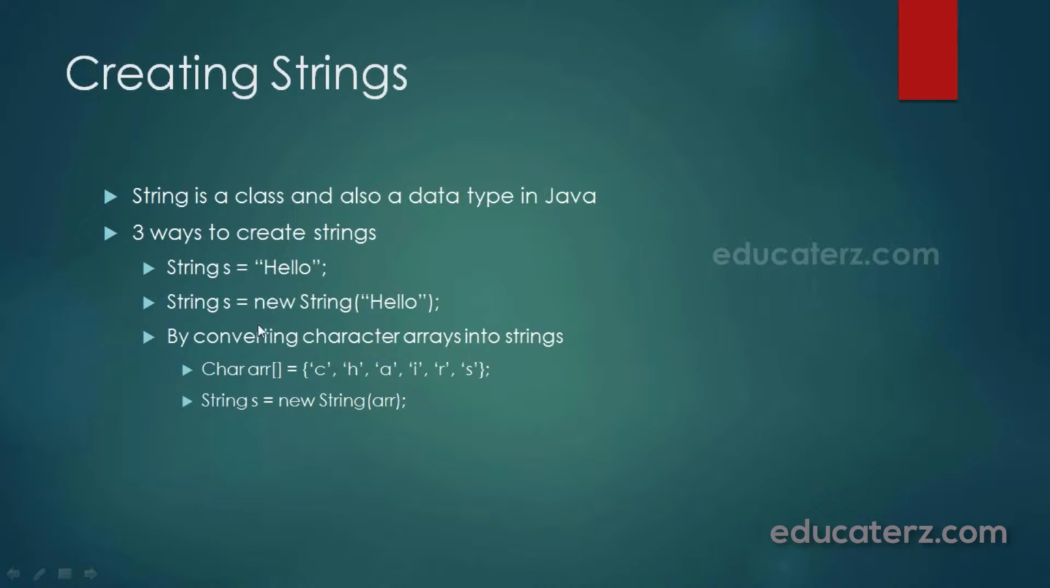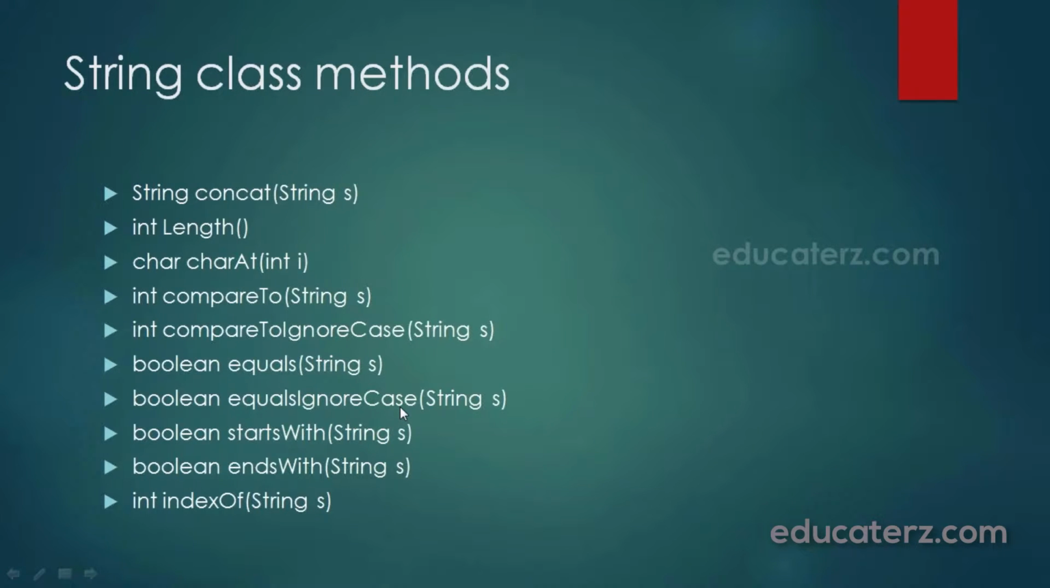The next way is to use the new operator for creating a string. Here we are doing two things: first we create an object using the new operator, and then we store the string hello into that object. The third way of creating a string is by converting a character array into a string. For example, I have created a character array called chars, and when I pass this array name to a String object, s would be a string object with the content chars.